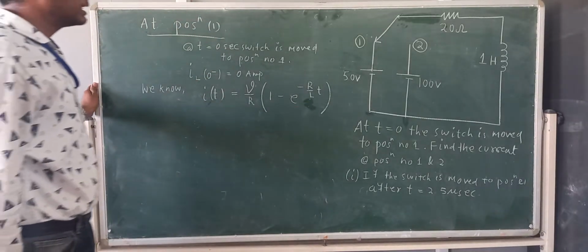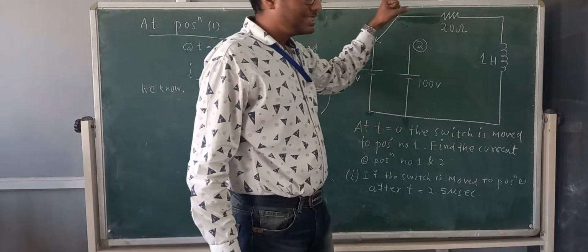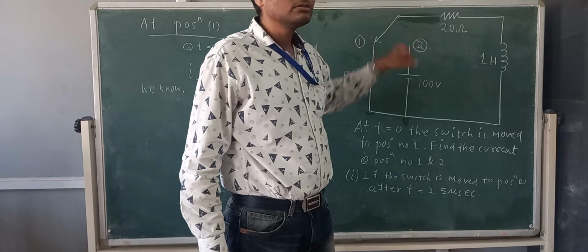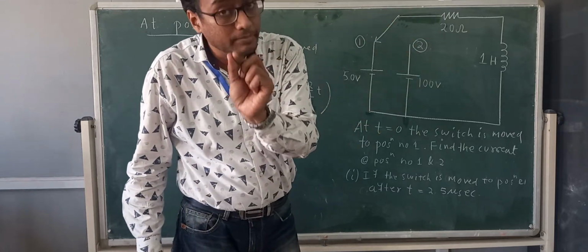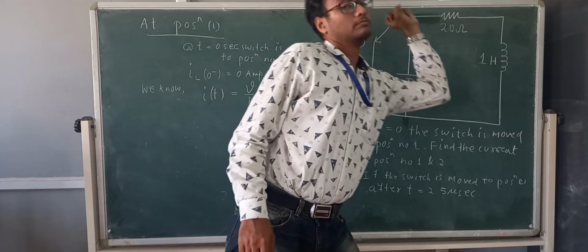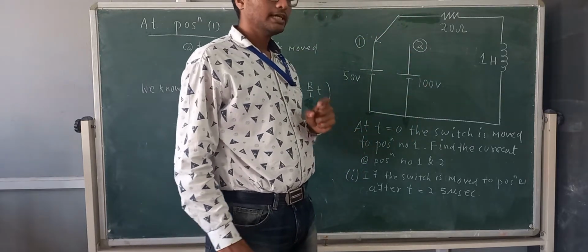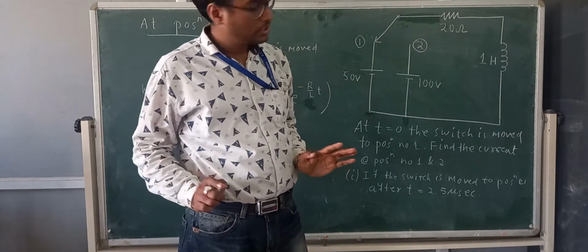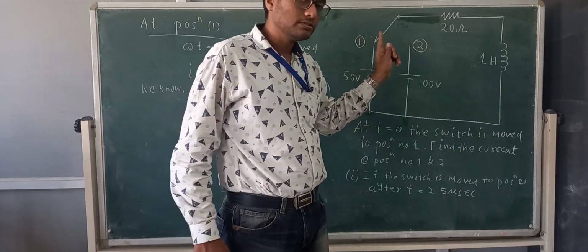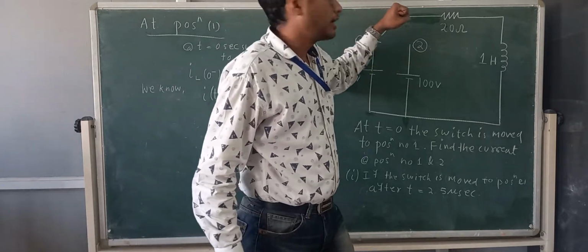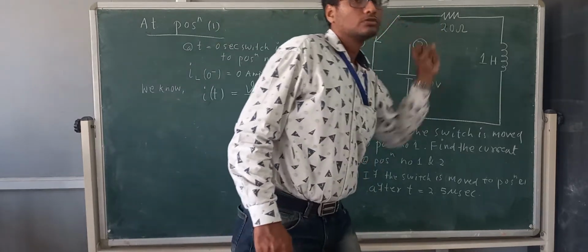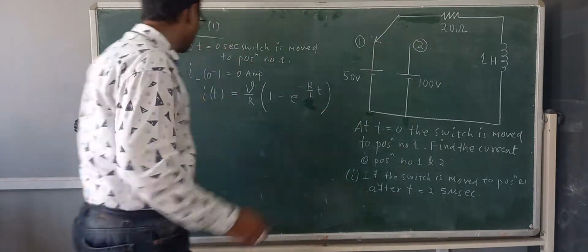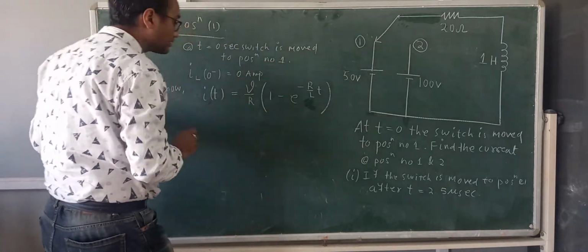So he is telling in the question that the switch is moved to position number 1, and after t equals 2.5 microsecond, what is happening? The switch is moved to position number 2. Again I am repeating, the switch is moved to position number 1 at t equals 0 second. But after t equals 2.5 microsecond, the switch is moved from 1 to 2. So for how many seconds is the switch at position number 1? For 2.5 microsecond.